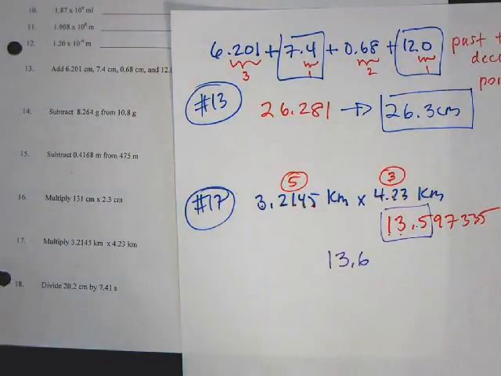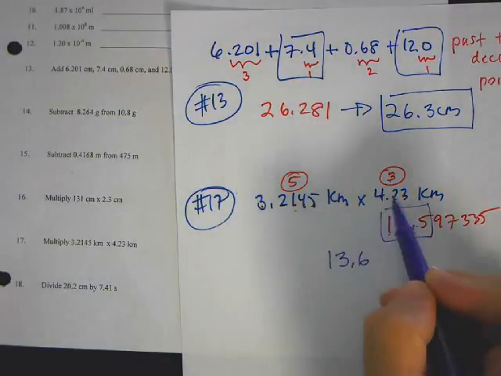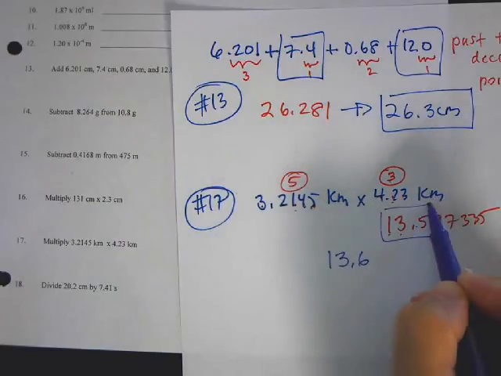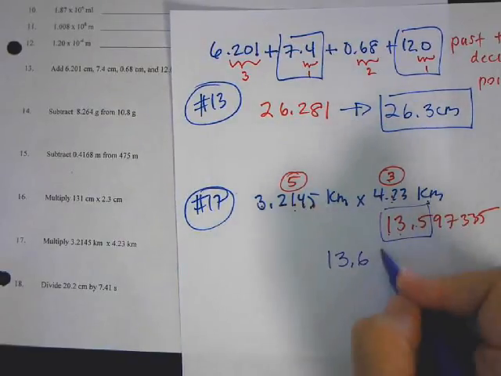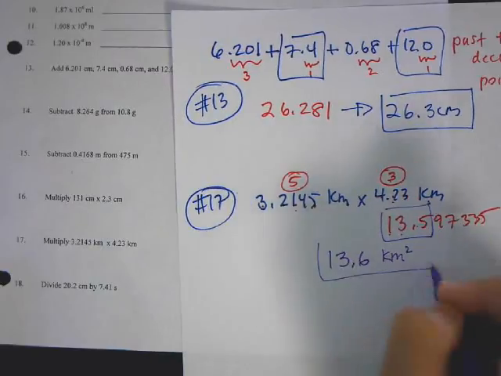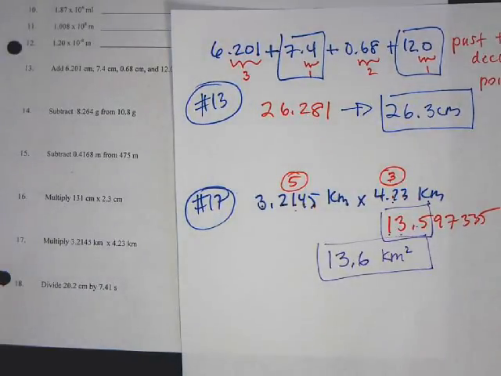Whatever mathematical function I do to the numbers, I do the same thing to the unit. So because I'm multiplying these, I'm going to multiply my unit. A kilometer times a kilometer is a kilometer squared, which is a unit of area. And that's it.